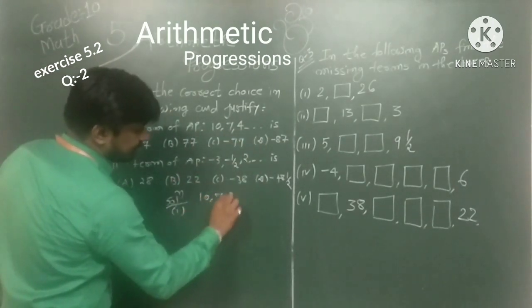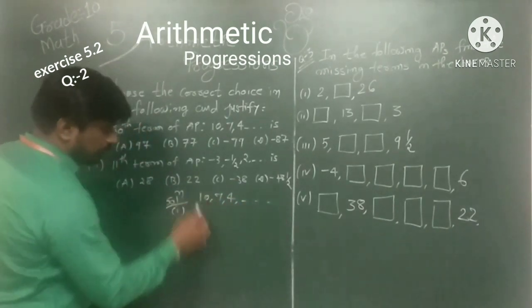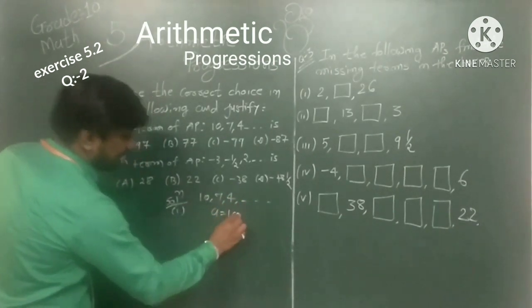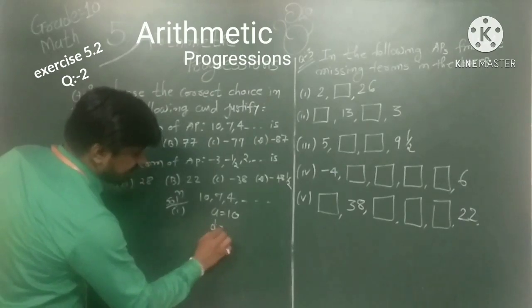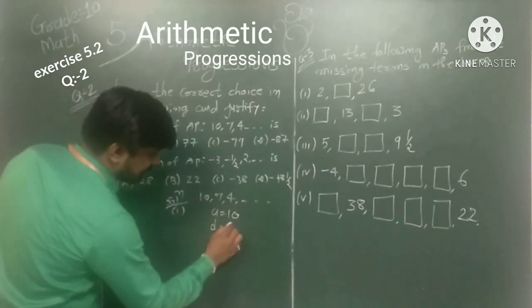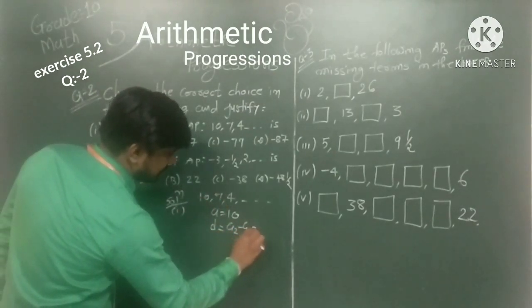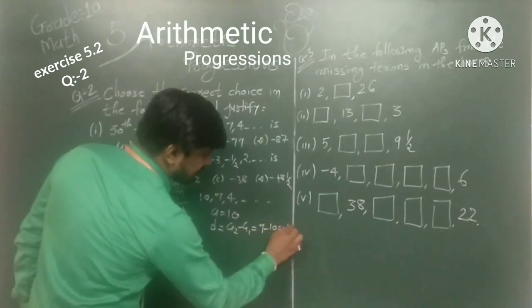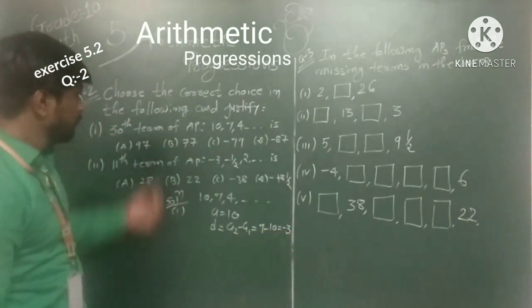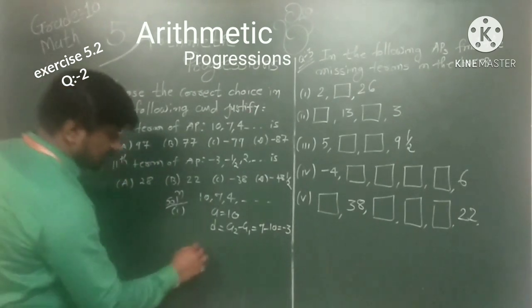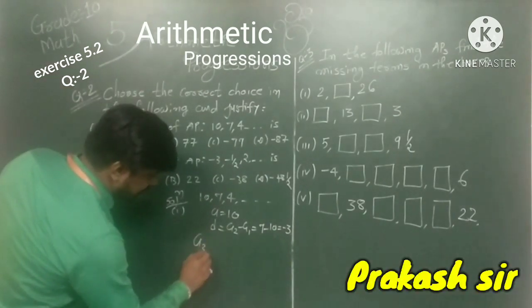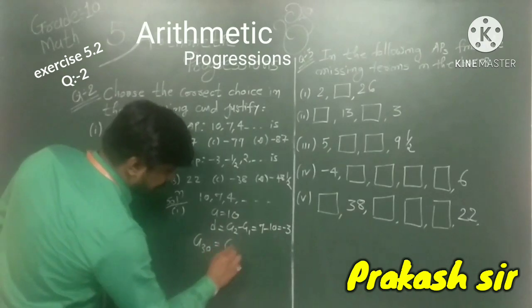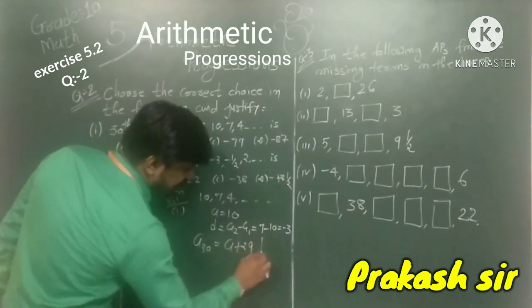Our AP is 10, 7, 4, etc. So A is equal to 10, and what is D? D is equal to A2 minus A1, that means 7 minus 10, that means minus 3. Now we want to find the 30th term. Put the formula of A30. A30 is equal to A plus 29D.